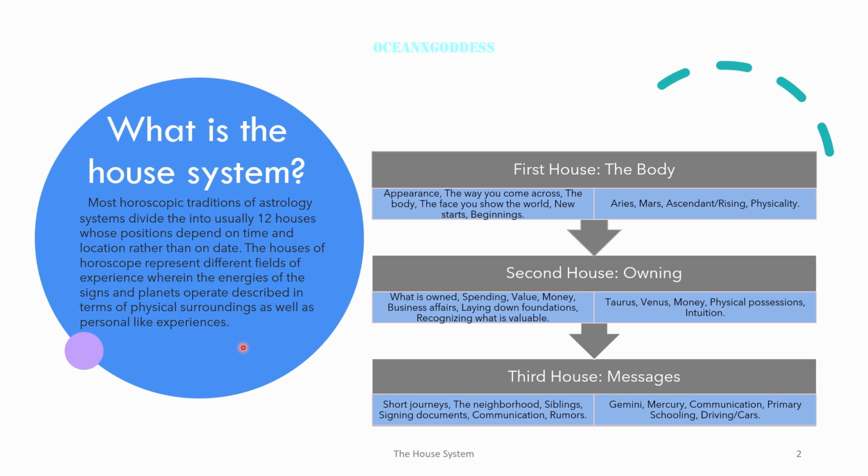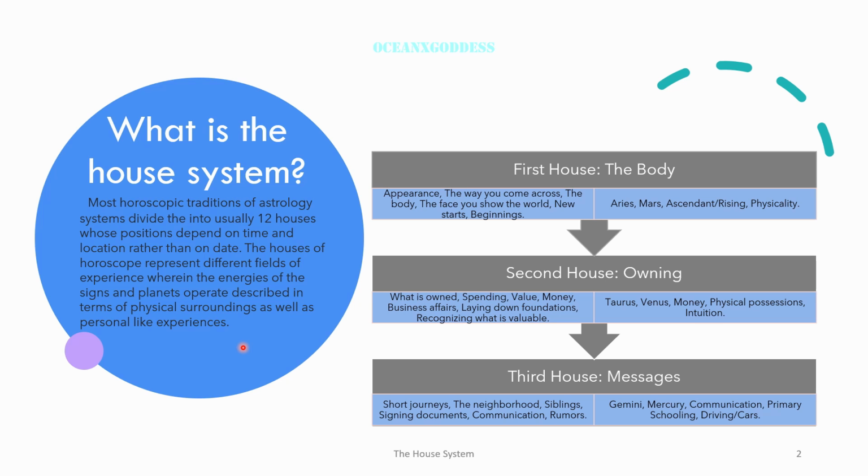What this means is that depending on what sign your rising or your ascendant is in, it will kind of set up the whole house system for you. So if you're Aries rising, then your houses will be set up from Aries to Pisces, from first house to 12th house, because Pisces is the last sign, Aries is the first sign.